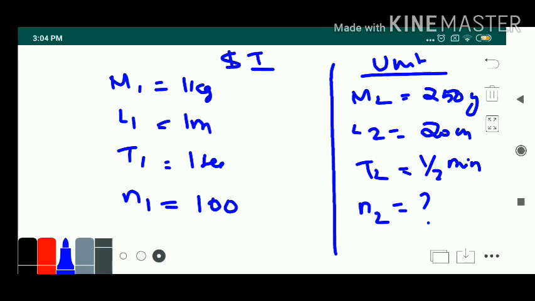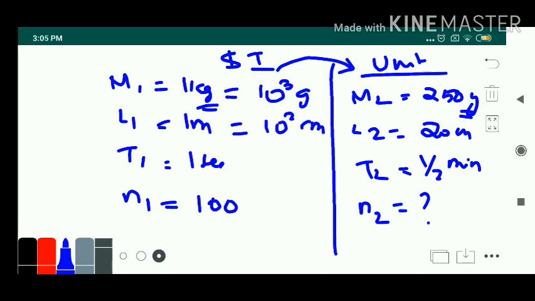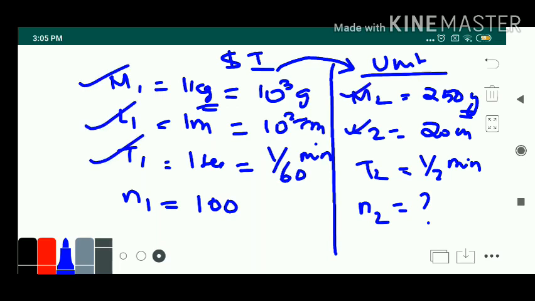Now here I am asked to convert from SI to this unit system. So in SI, this 1 kilogram, I can write it as grams. That means I have to write kilogram in terms of grams. So what is 1 kilogram, guys? That is 10 to power 3 gram. Meter is 10 to power 2 centimeter, right? And 1 second is equal to how many minutes? 1 by 60 minute. Clear? These are all known quantities. So you got the values M1, L1, T1, M2, L2, T2.